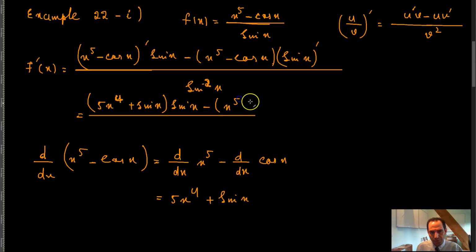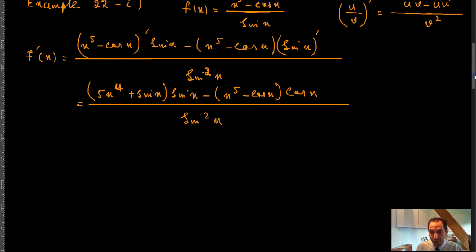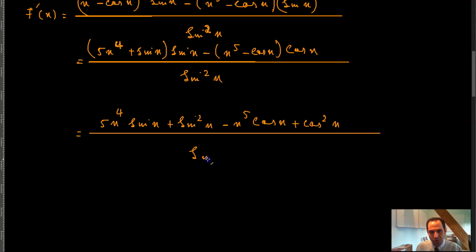minus x raised to the power 5 minus cos x times sine x whole prime, the derivative of sine x is cos x, divided by sine squared x. And so you have, and let me see how they have solved this problem. I think if we do this calculation, we will get 5 times x raised to the power 4 times sine x plus sine squared x minus x raised to the power 5 times cos x, and negative into negative is positive, so plus cos squared x over sine squared x.